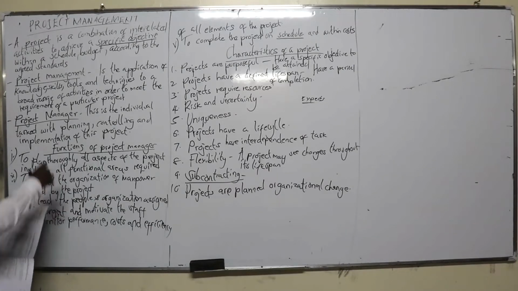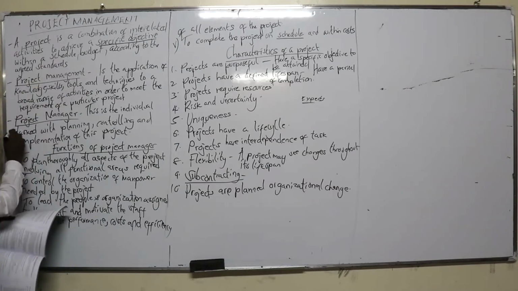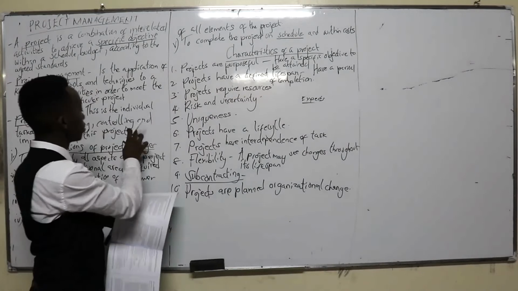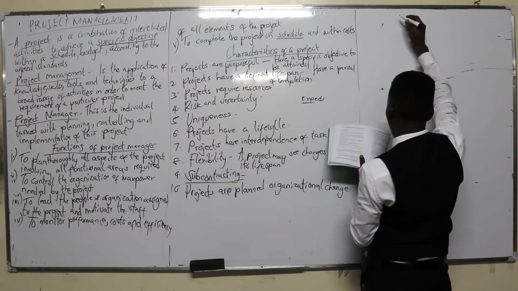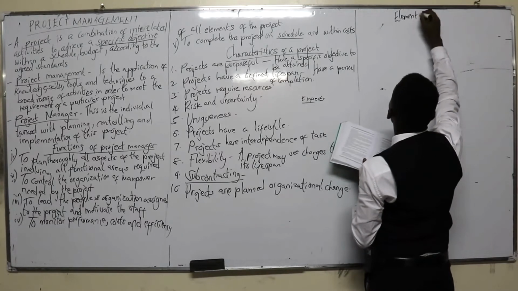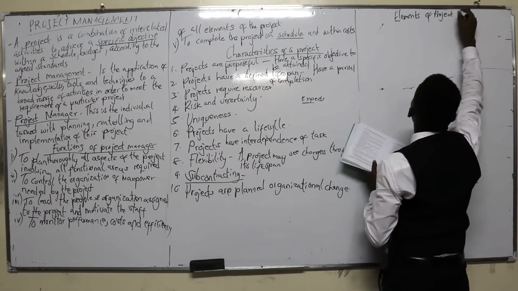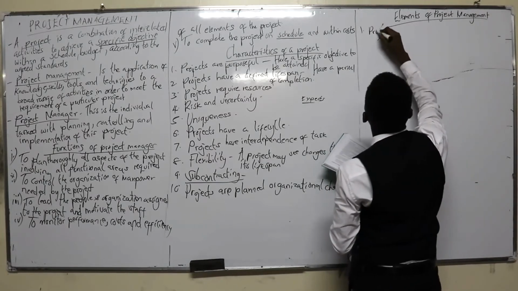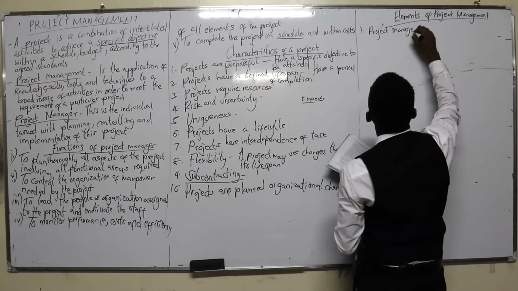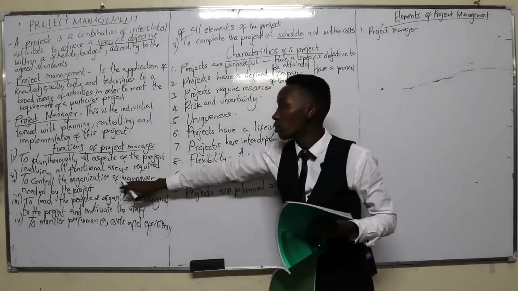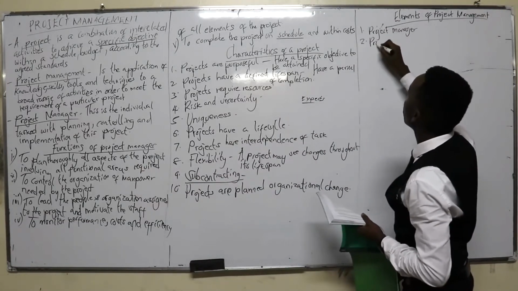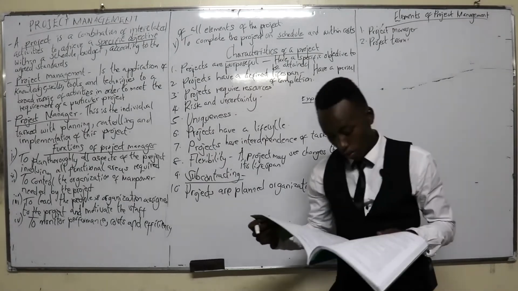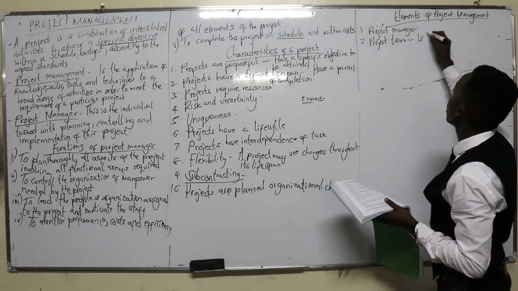So then we look at some of the elements of project management. So this one you can add there, elements of project management. One is the project manager. We have already discussed that this individual has certain functions with regards to the project, which we have clearly outlined. And then also the project team. The project team is the staff employed to undertake this project, so this is bringing individuals together.